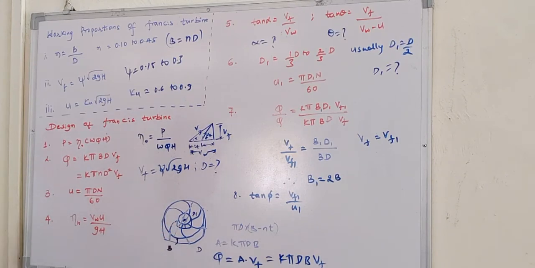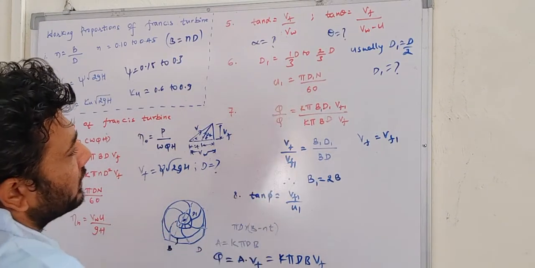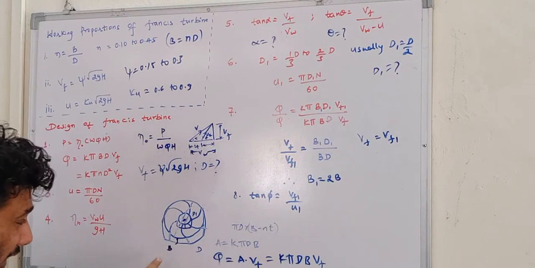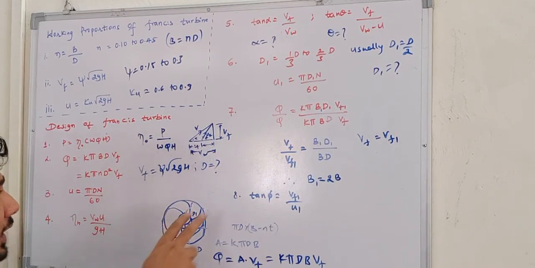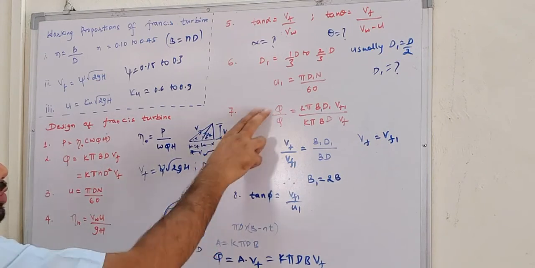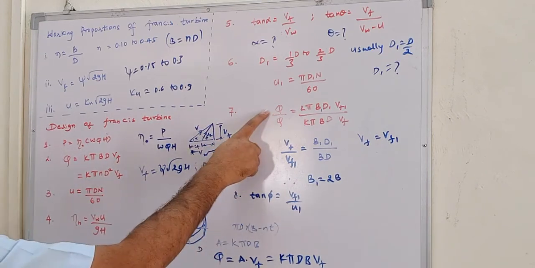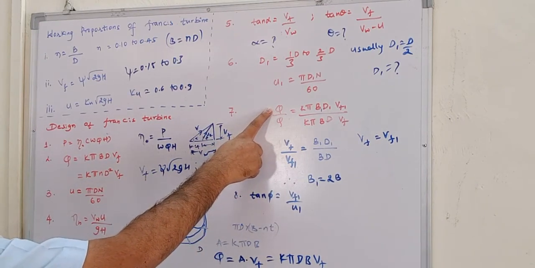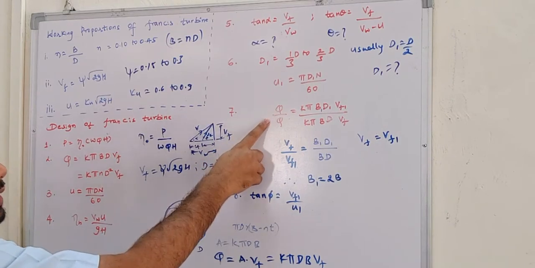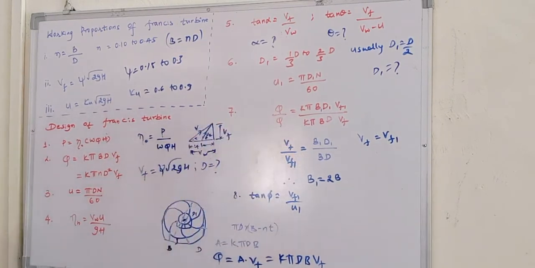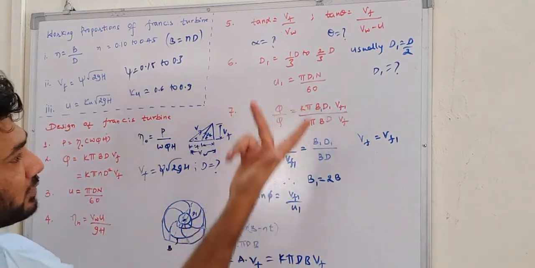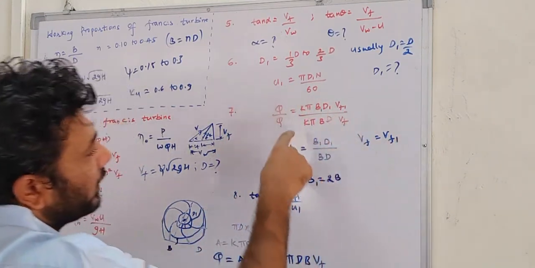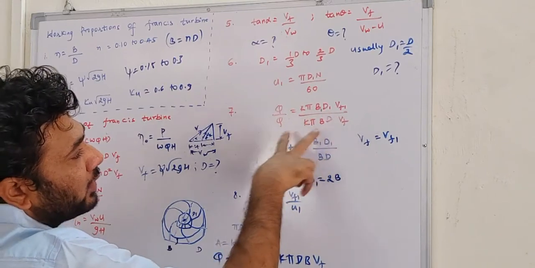Next, whatever water enters at the inlet point will also exit, right? So let us take the ratio of Q by Q. What does Q by Q mean? Discharge at the outlet divided by discharge at the inlet. This is how I have taken the ratio. But the discharge remains the same. The discharge will not change, according to the continuity equation. But I have written two equations here.